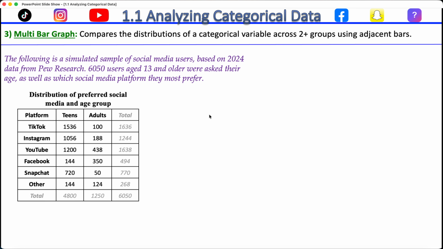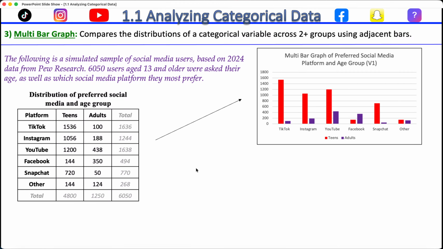There is something called a multi-bar graph, which compares the distributions of a categorical variable across 2 or more groups using adjacent bars. So what does that look like? Imagine I take the TikTok bar for teens and the TikTok bar for adults, the 1536 and the 100, and I line them up next to each other. That makes it a pretty stark difference, right?